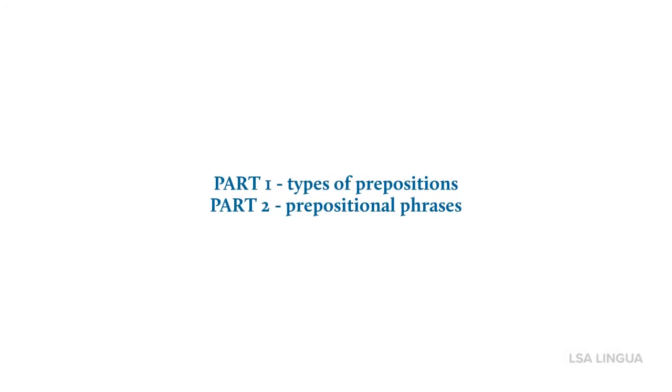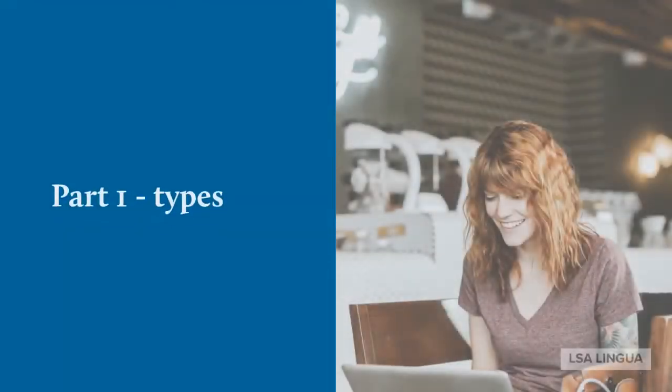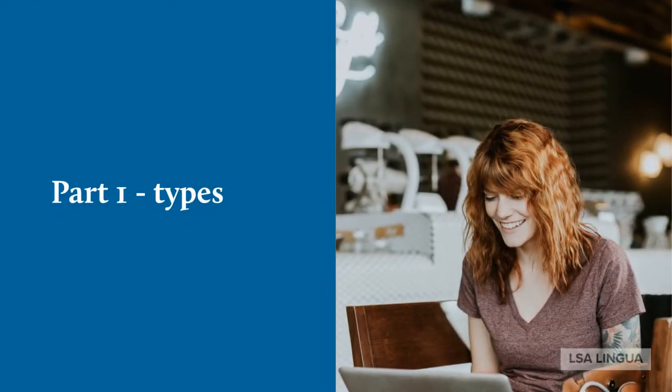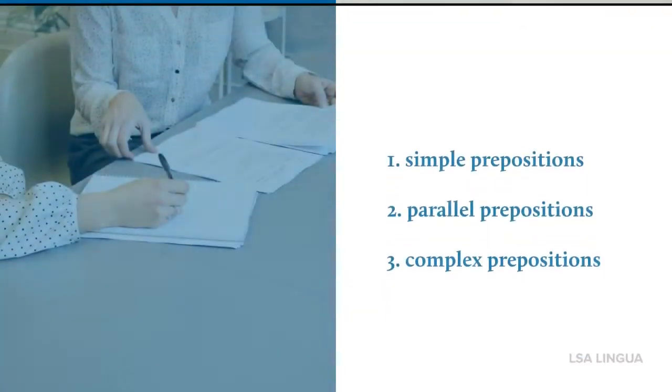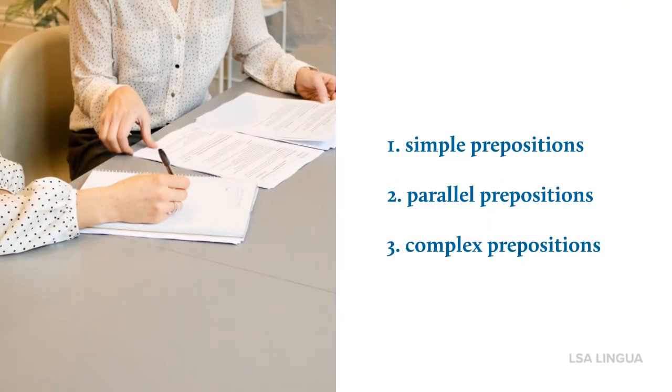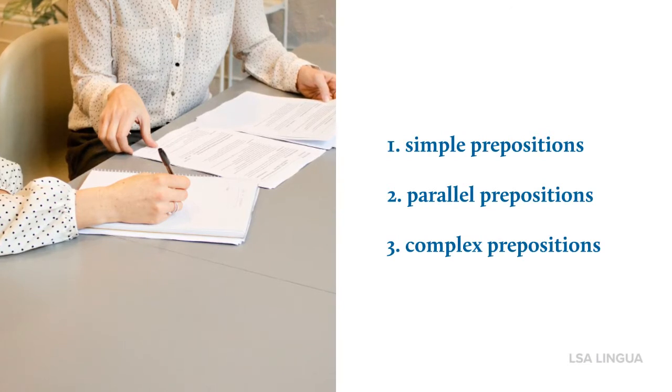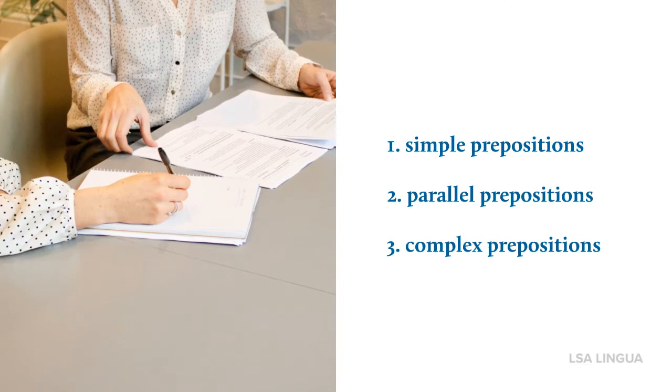Part 1. Types of prepositions. Part 2. Prepositional phrases. Types of prepositions. 3 types of prepositions can be identified. First, simple prepositions. Next, parallel prepositions. And finally, complex prepositions.